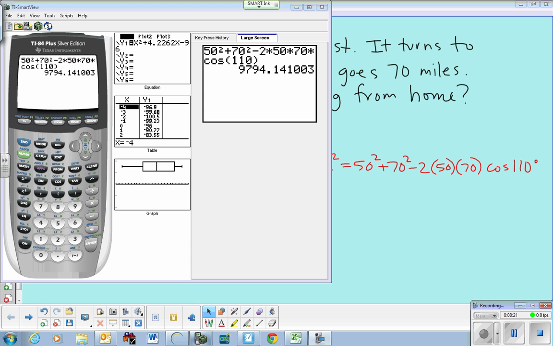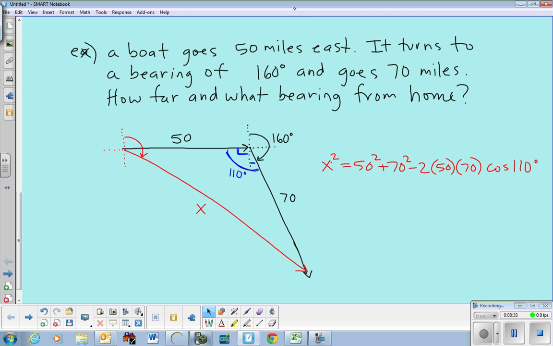Okay, so I'm back and I've typed in the right-hand side of the equation. This is equal to x squared, my 50 squared plus 70 squared plus the rest of it. I'm going to square root that. And it's 98.96, let's call it 98.97 miles. So that's part of it. Yeah, we're in miles.